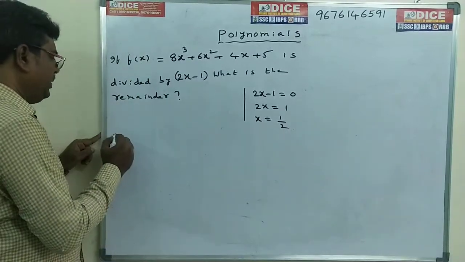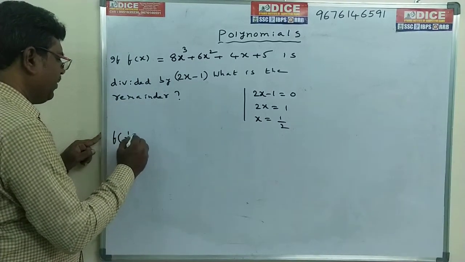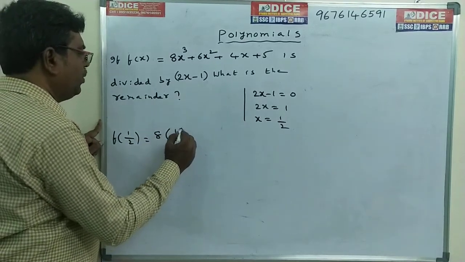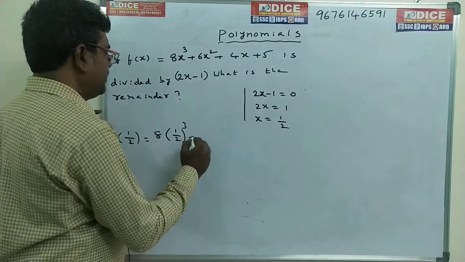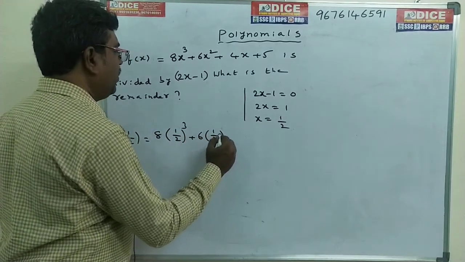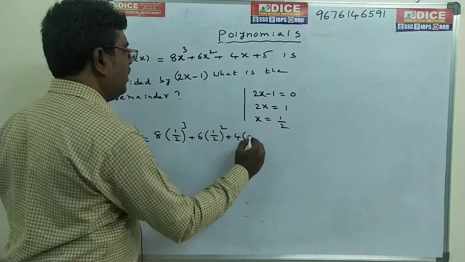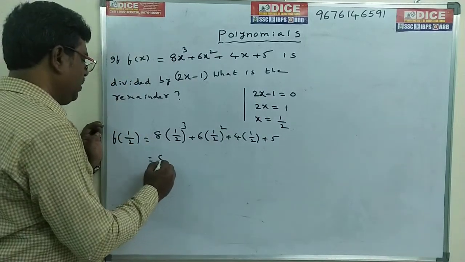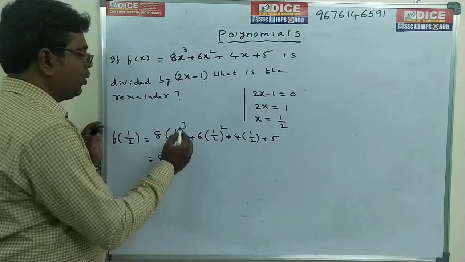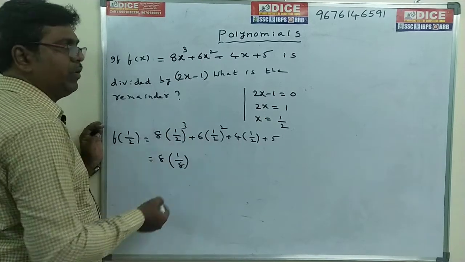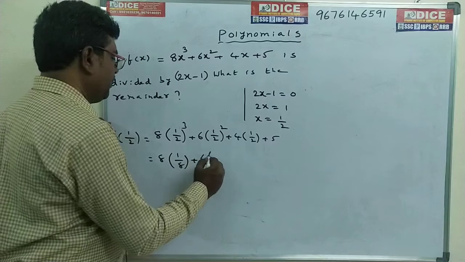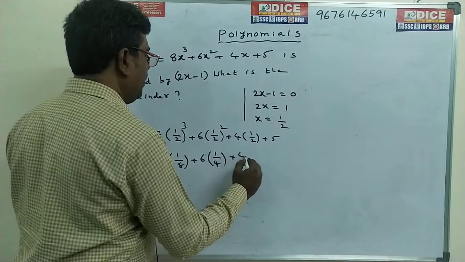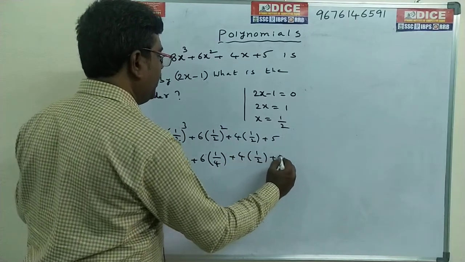So f of 1 by 2 is equal to 8 into 1 by 2 whole cube plus 6 into 1 by 2 whole square plus 4 into 1 by 2 plus 5. This is equal to 8 into 1 by 2 whole cube. 2 cube is nothing but 8, 1 cube is 1, so 1 by 8, plus 6 into 1 by 2 whole square, 1 by 4, plus 4 into 1 by 2 plus 5.